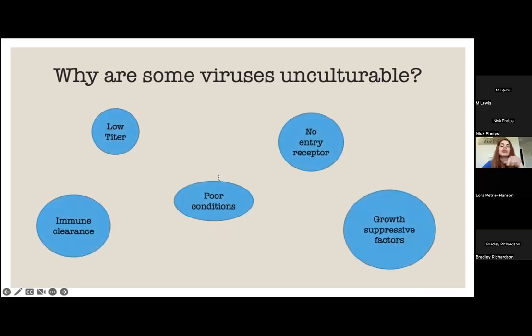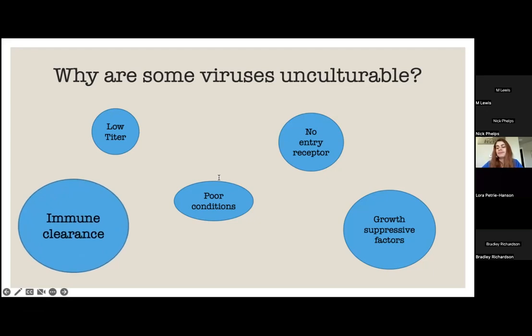So there are numerous reasons why a virus will not grow in cell culture, ranging from low levels of pathogen in the sample, poor growth conditions, the presence of growth suppressive factors in the actual specimen that we're inoculating onto those cells, the lack of entry receptors in the cell line that's available, and rapid immune clearance by the cell that's being infected. And these are just examples. It's not all the reasons why a virus may not grow. And while tackling all of these factors is quite the undertaking, maybe modifying just one could make all the difference in virus growth. And the one that we decided to look at is immune clearance.